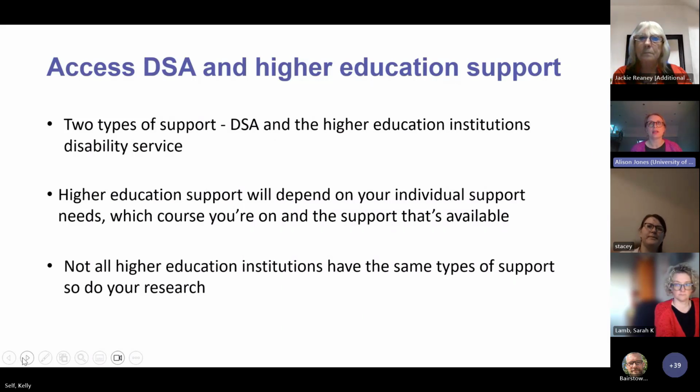And like Jackie said at the beginning, in terms of advisors, we're all there to do the same job, and that's to try and ensure that students have full access to the course. But there might still be some differences in terms of the type of support that's available. Next slide, please.